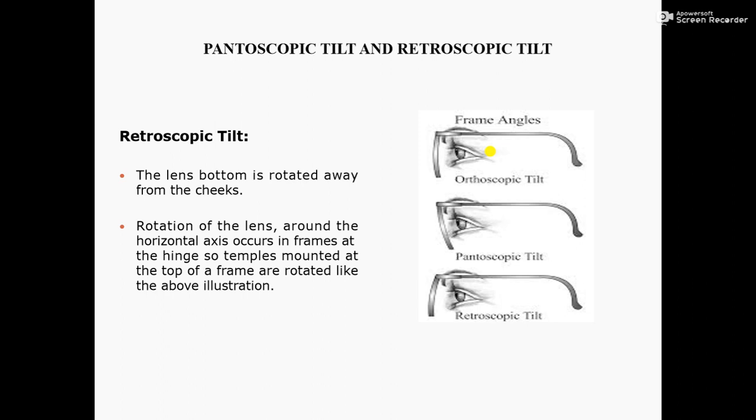Here we will rotate the lens outwards from the cheeks, like that. This is the normal position of the lens, and we will rotate the lens outward from the cheeks, and we will rotate the upper part of the frame in the horizontal axis, that is 180 degree.